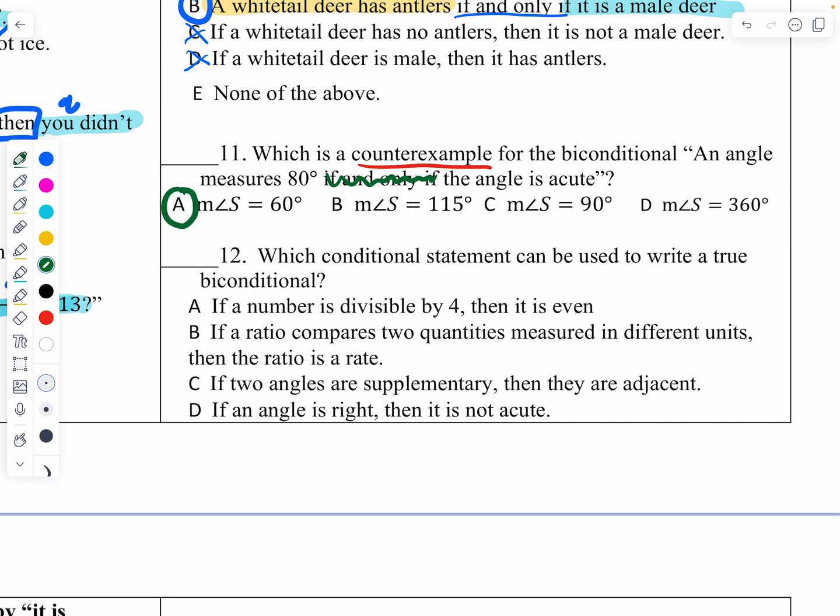That would be A. This angle is acute, so I kind of want to fix this. If an angle measures 80, then the angle is acute, but the converse is not true. If acute, then 80, we want a counterexample to that. So it's going to be 60. That is the only one that is acute.